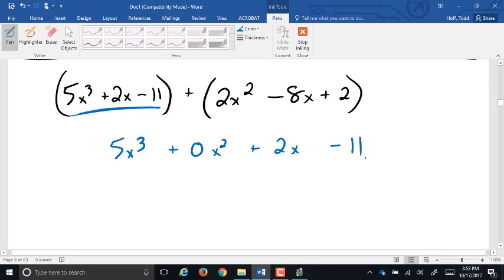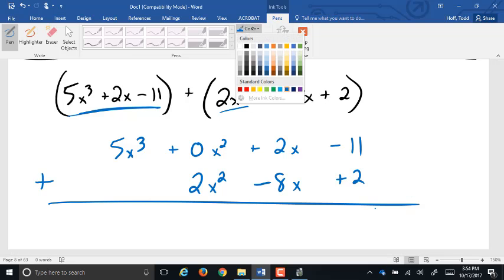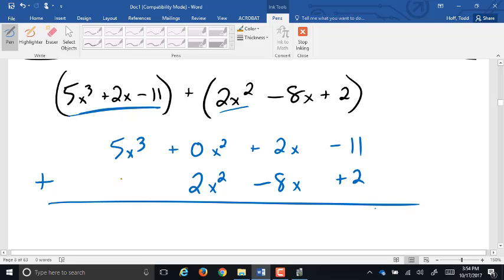When we're doing an operation or working with these, we have to account for every place value. Then below that, we got to match up the 2x squared with the other x squared. That'll be the 0x squared. The negative 8x goes under the positive 2x. And the positive 2 goes under the negative 11. And we're adding. If you wanted to, you could fill in 0x to the third here as well.